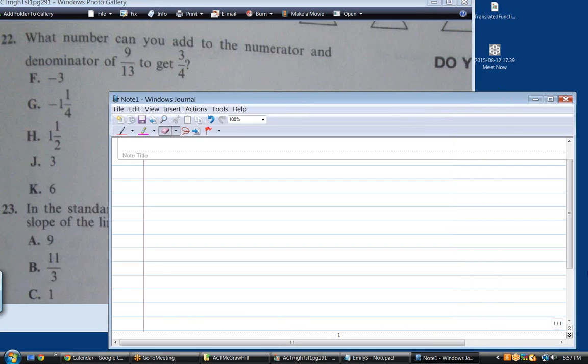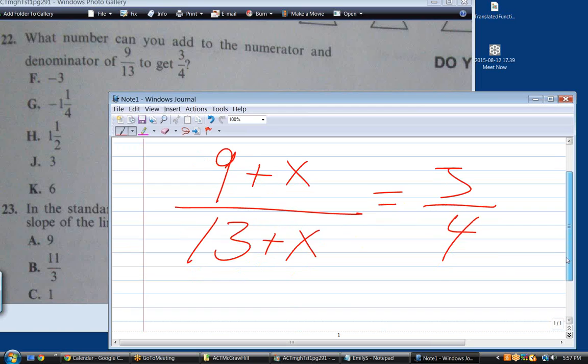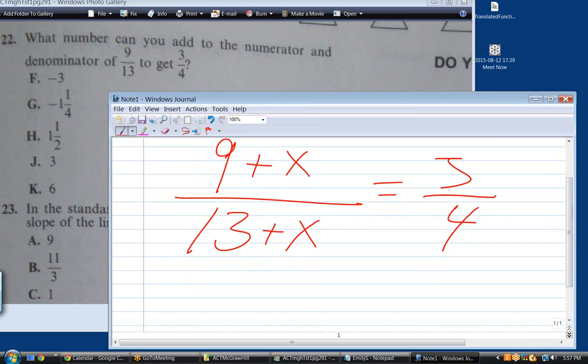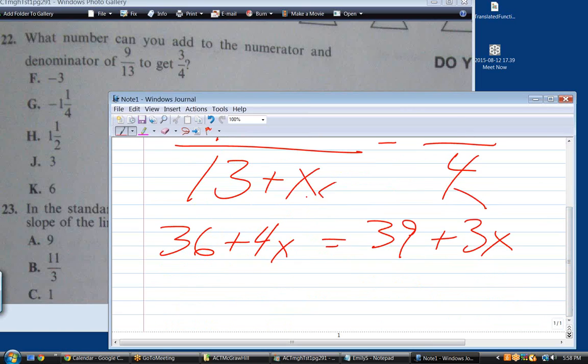Oh, I told you I'd show you the algebraic way. Okay, the algebraic way is 9 plus some number, which we're going to call x, divided by 13 plus that same number, has to equal 3/4. Now you have that equation to solve. And you can solve it by cross-multiplying. So we get 36 plus 4x equals 39 plus 3x. Solving for x, move the 3x over this way, move the 36 to that side, and you get x equals 3.